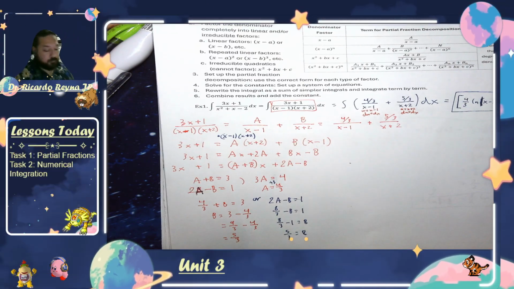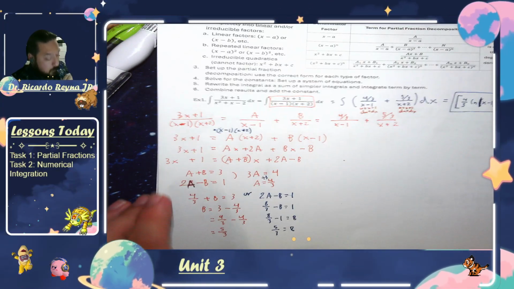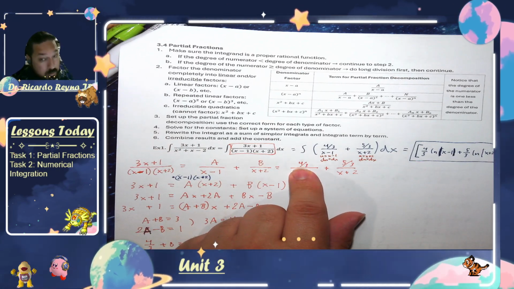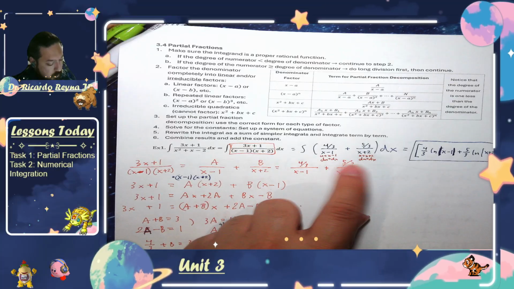If you want to see it the other way, 4 over 3 over x minus 1 plus, so we plug 5 in over here, 3 over x plus 2. This is A and that's B.